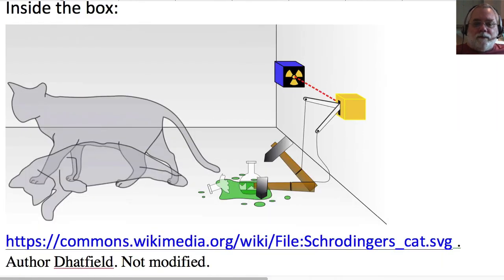So here's what we have inside the box. I'm taking this from this website. It was created by author D. Hatfield, and I have not modified it. So there's a radioactive atom, a detector, an actuator, a hammer that can break a glass vial of poison gas, and a living cat which would be dead if the poison gas got released because the radioactive atom decayed.